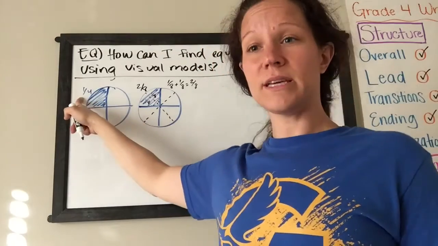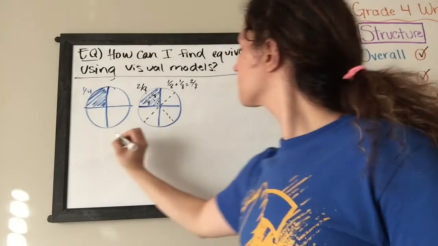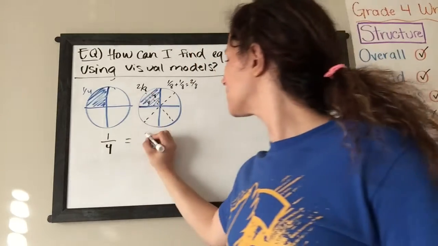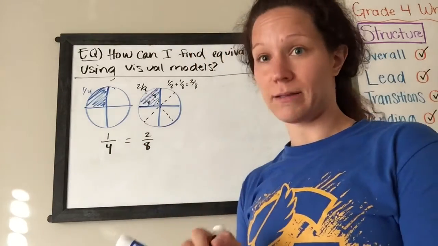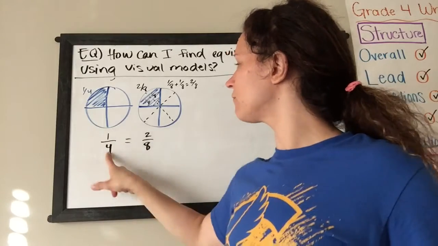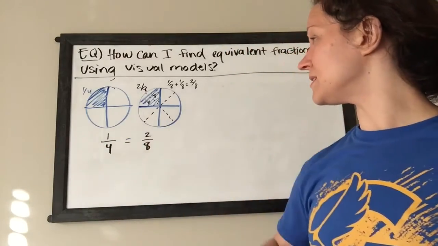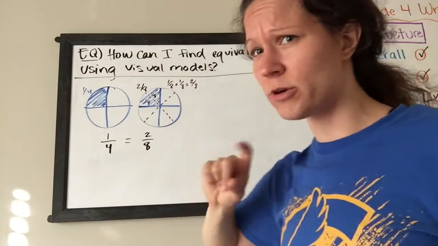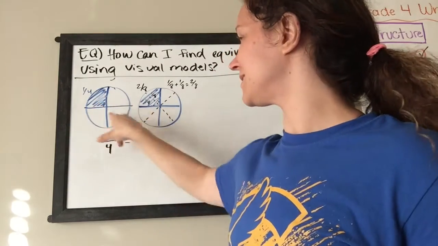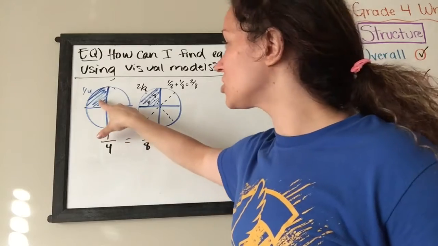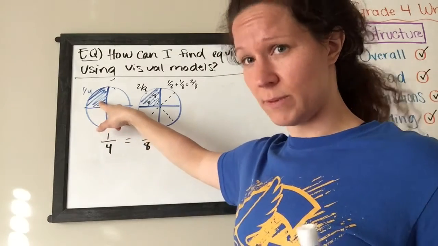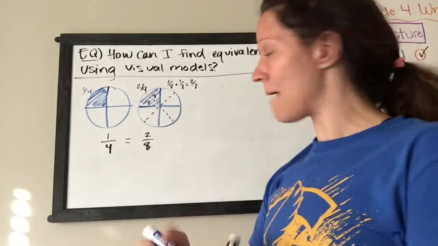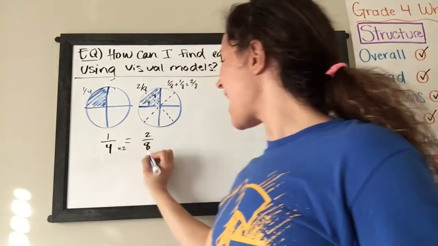Now I can clearly see that 1/4 is equal to 2/8. Now let's also look at this mathematically. I knew to go from 4 pieces to 8 pieces, I partitioned each one of those fourths twice. I'm going to say that one more time. To get from 4 pieces to 8 pieces, I partitioned each fourth, so this piece right here that's shaded, into 2 equal pieces. So I'm going to multiply by 2, and that gave me my 8.